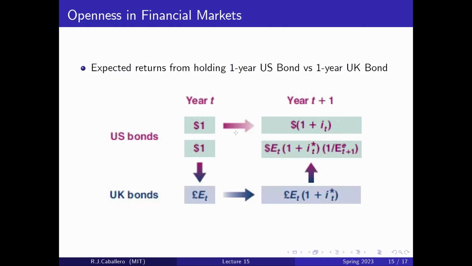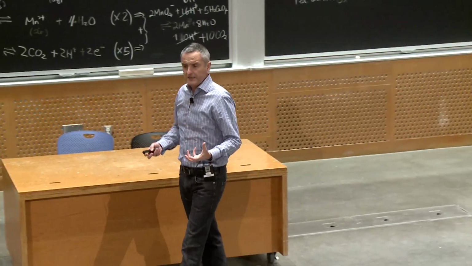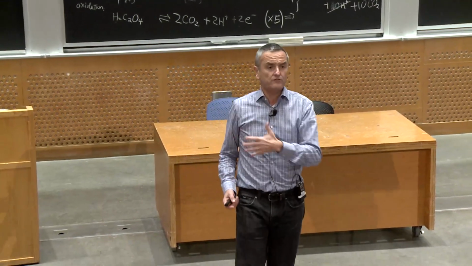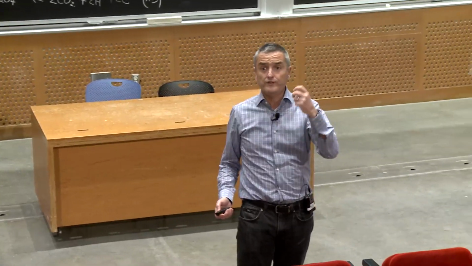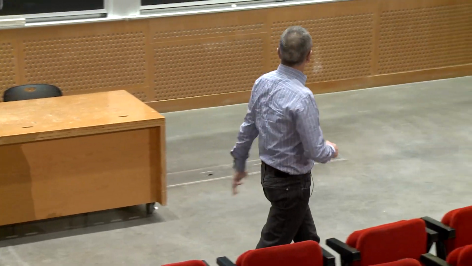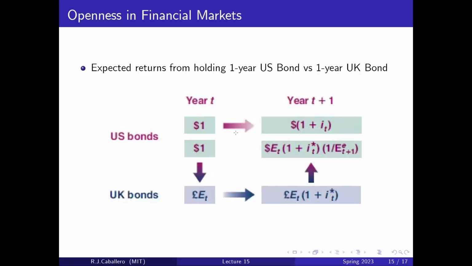So how would I do this? I have $1 of wealth that I want to invest, and suppose I want to go the UK bond route. The first thing I have to do is convert the dollar into pounds today, to buy my UK bond, which will be in pounds. Suppose I get 0.8 pounds per dollar, then I can invest 0.8 pounds in UK bonds with my dollar. That will give me 0.8 times (1 plus i star) tomorrow.